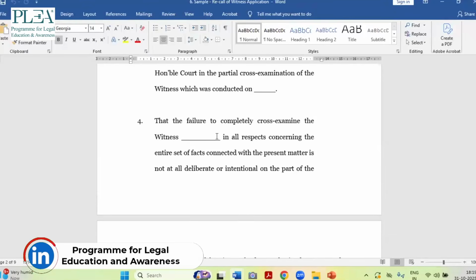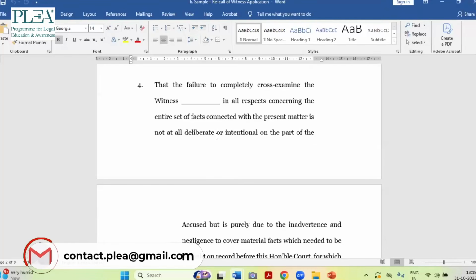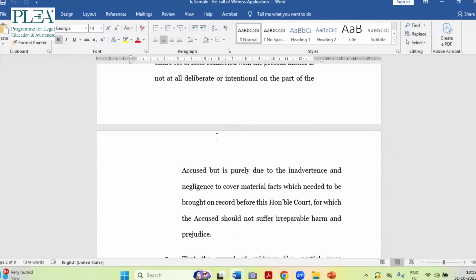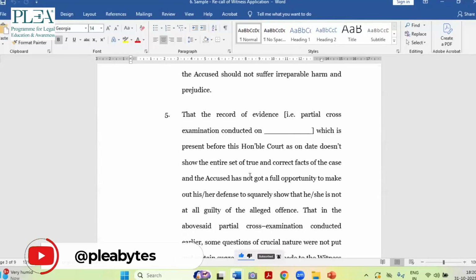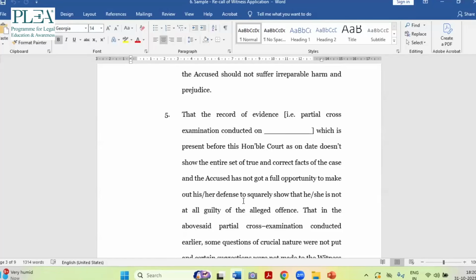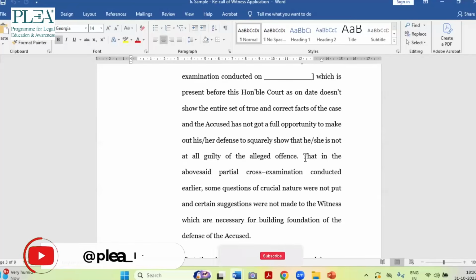Now, this failure to cross-examine the witness, because the entire set of facts were not brought before the court, is not deliberate or intentional, but is inadvertent and negligent. It is not a deliberate intention to recall the witness to fill any lacuna. You have to explain that the accused has not got a full and fair opportunity to make out his defense to show that he is not at all guilty of the offense.